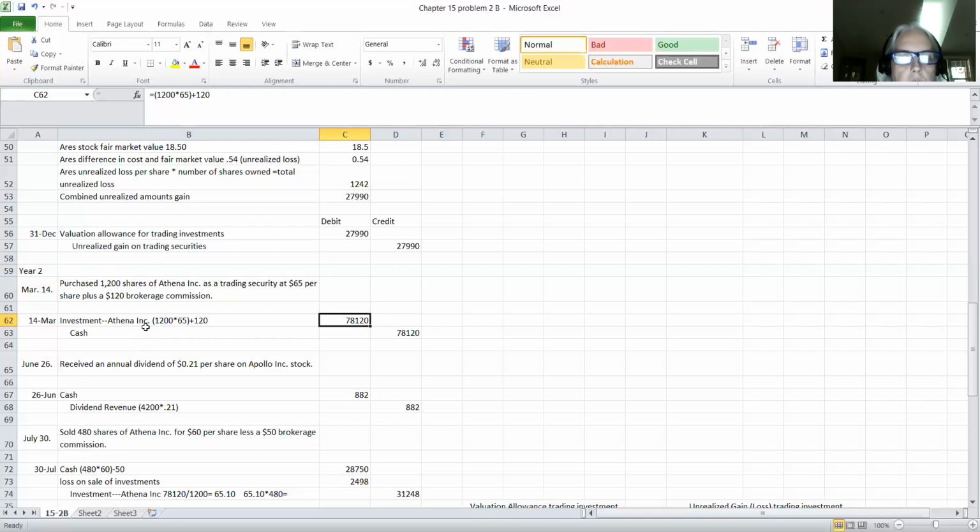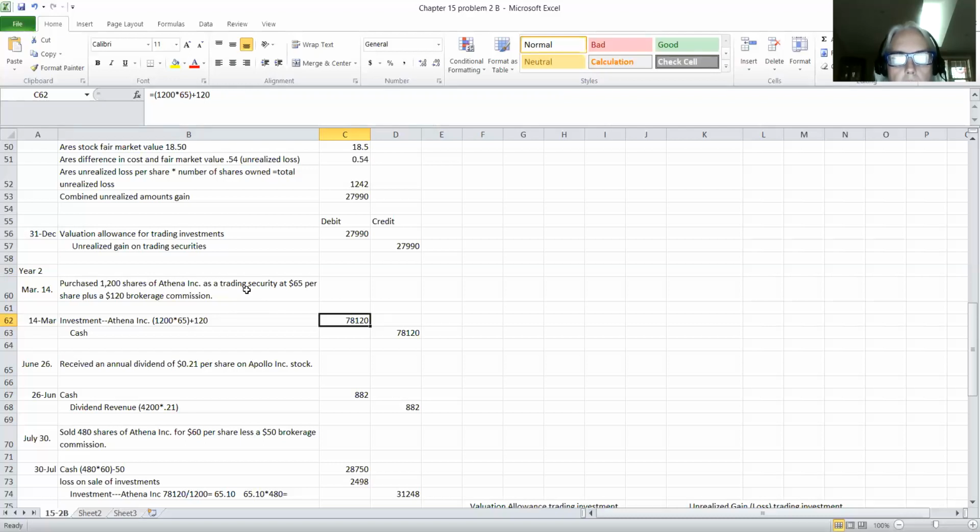Our investment account is a current asset. Our assets are increasing here because we bought a new investment in Athena company stock. We bought 1,200 shares of Athena stock as an investment. Again, the key here is it's telling you that it's a trading security. Because it tells me that it's trading securities, it's going to signal to me how I would show this on the financial statements.